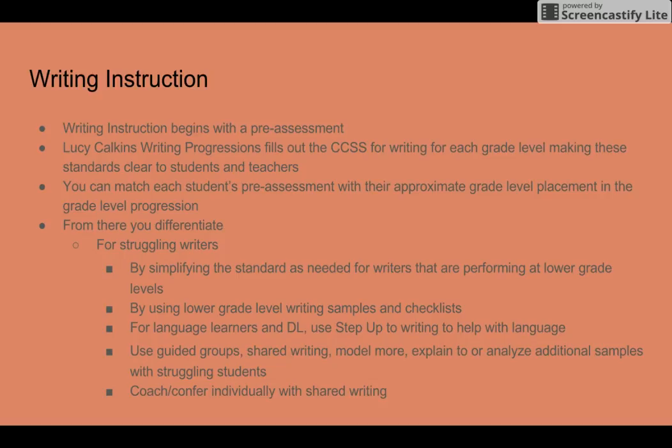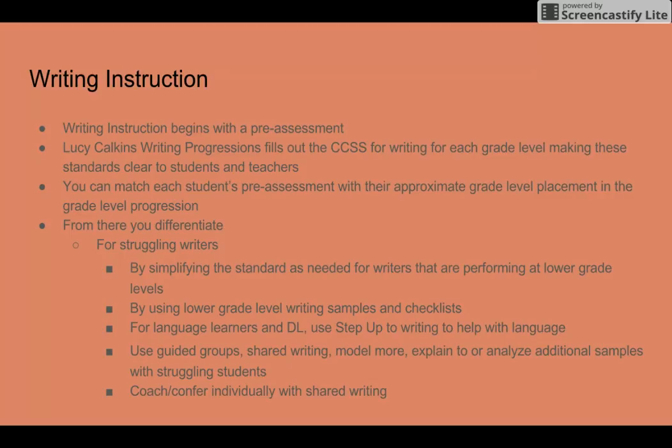You can match each student's pre-assessment with their approximate grade level placement in writing in the progressions. So there you have your groups. You're starting out with differentiated groupings by differentiating the standards. This group of students are writing in the 2nd grade standards. This group of students is writing at 6th grade standards.